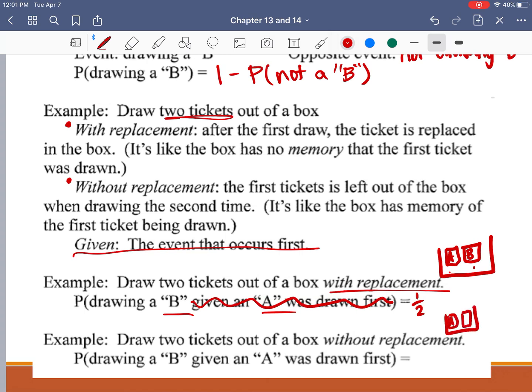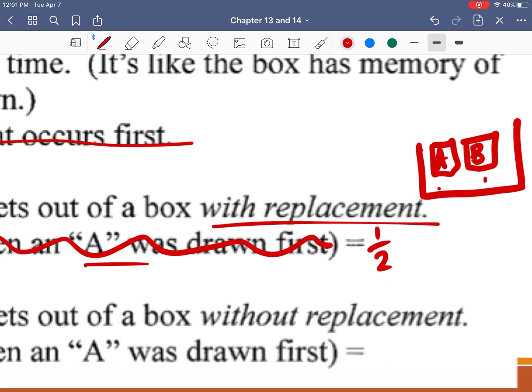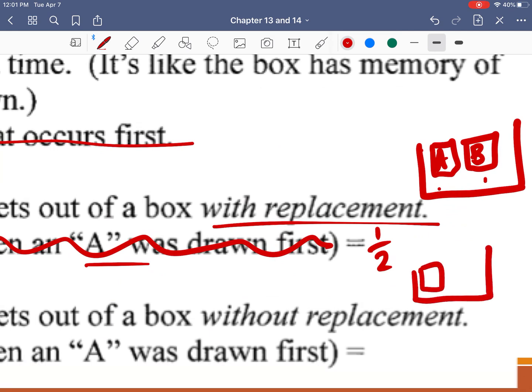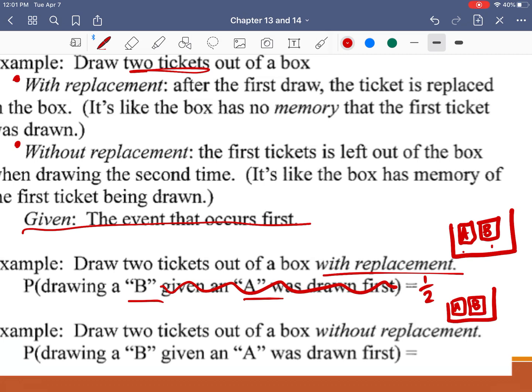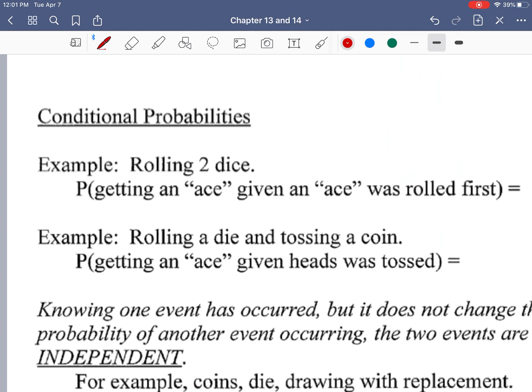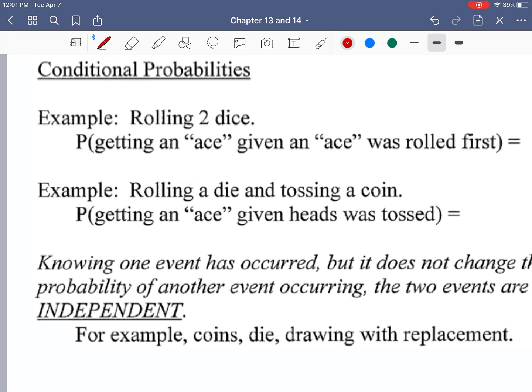I don't care what happened the first time because it's back in the box, so it can be drawn again. Versus if I draw it without replacement, so let's say we've got our A and our B. Sorry, that's super small. Maybe I need to rewrite that. Okay, so without replacement, I want to know the probability that on the second draw, I get a B, given on the first draw, I got an A. Well, I haven't put that A back in. There's only 2 cards there, so it's a 1 out of 1 chance, or 100% chance. So that's the difference between with replacement versus without replacement.